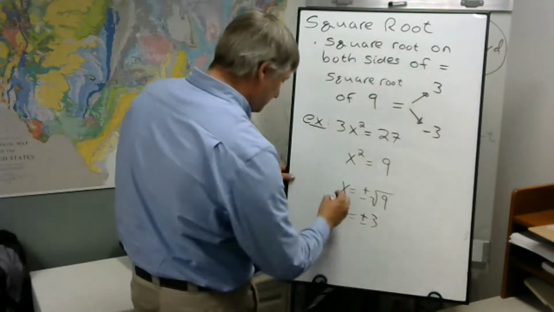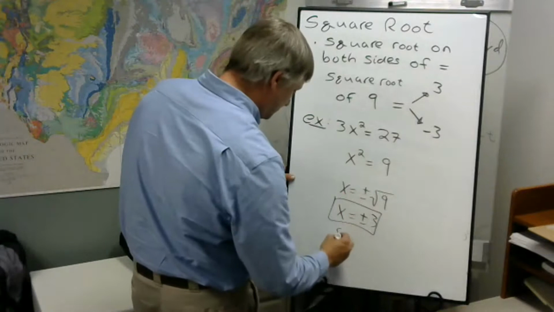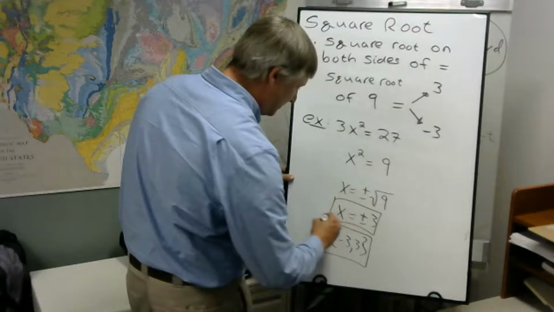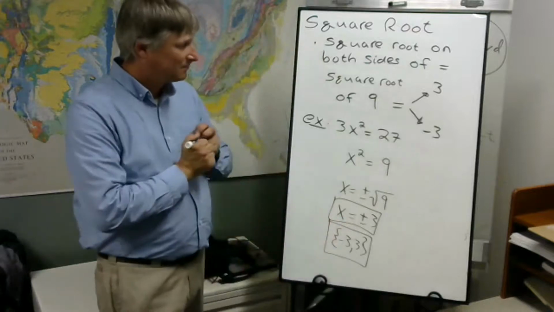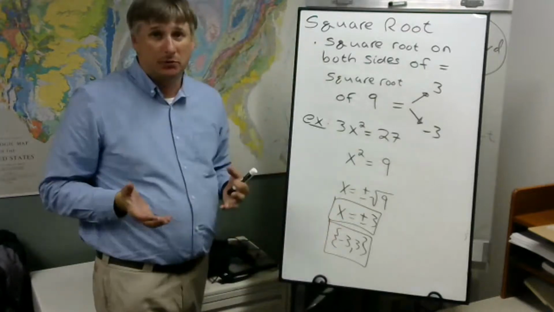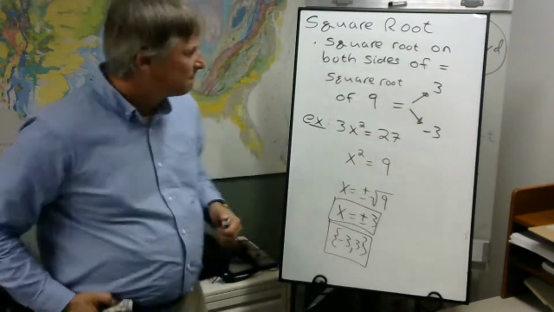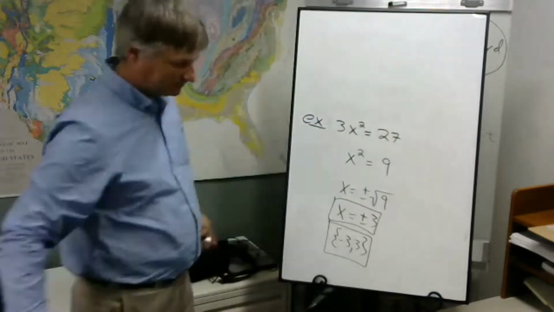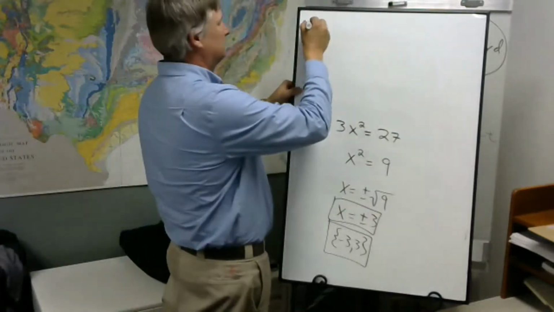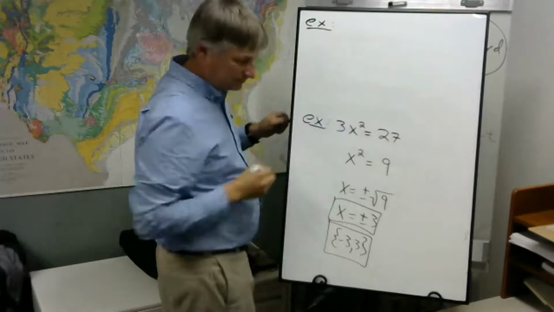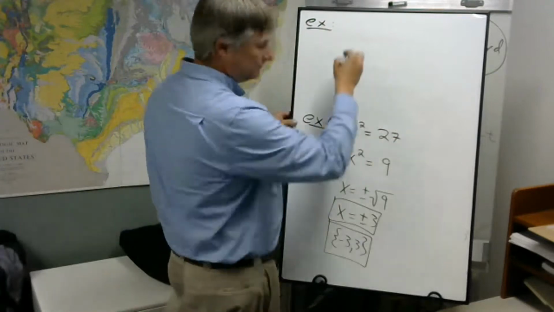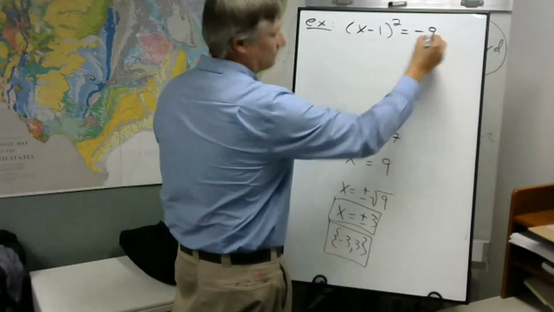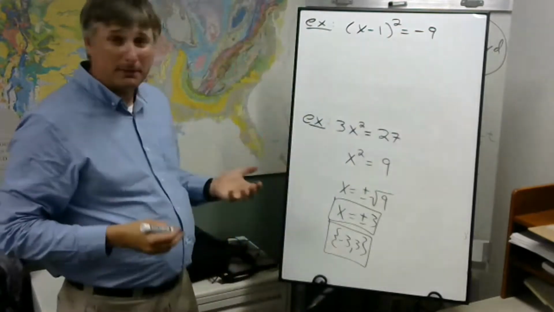So that means our answer is a set, negative 3 and 3. So that's one version of the square root. There are others. Let's take a look at this. What about this?